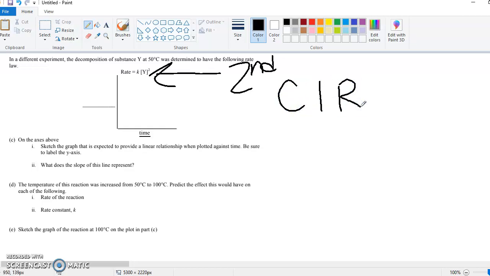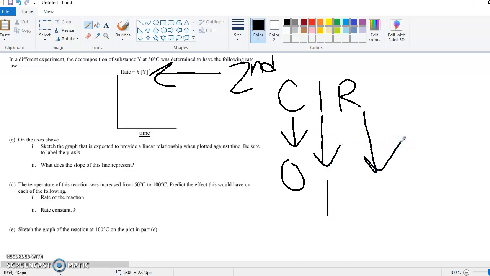C is going to be the concentration. That's going to be 0 order. L is going to be the natural log, and that's going to be first order. And R is going to be the reciprocal or inverse, and that's going to be second order. So we need the inverse.